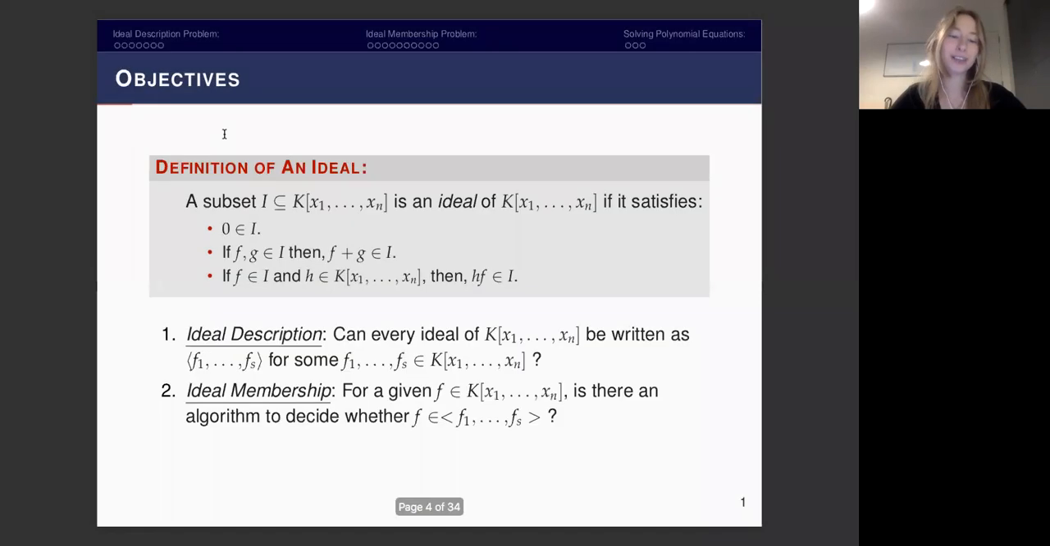The second question that we ask is the ideal membership problem, and it asks us to find an algorithm to decide whether a given random polynomial f in the polynomial ring is an element of the ideal generated by the polynomials f1 to fs.